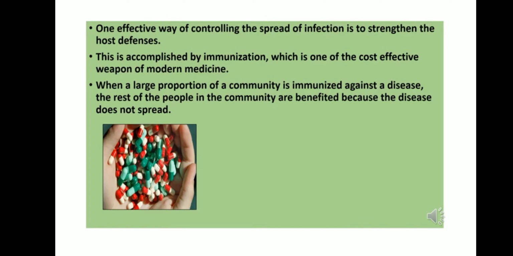When a large proportion of the community is immunized against a disease, the rest of the people in the community are benefited because the disease does not spread. If any kind of disease is spreading, then a vaccine has to be given. Suppose a large number of, or at least a few number of people are given vaccination, the other people who are around them can also be safe. That's what is said here.